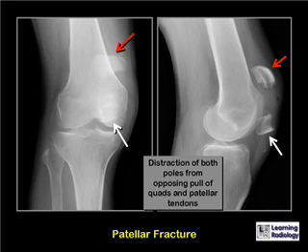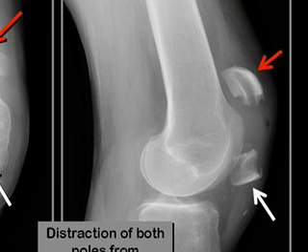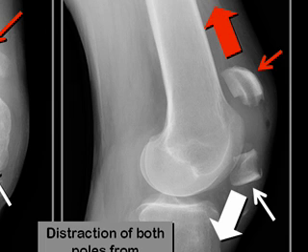This is an example of a patellar fracture which is distracted. The red arrow is pointing to the superior pole of the patella, which has been pulled cephalad by the quadriceps tendon, and the white arrow is pointing to the inferior pole of the patella, which has been pulled caudad by the pull of the patellar tendon.